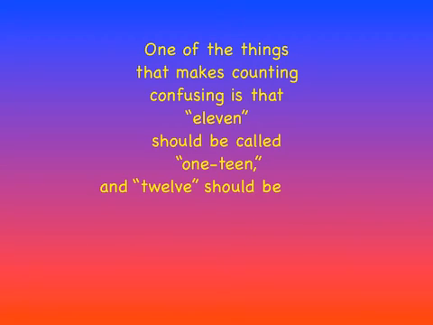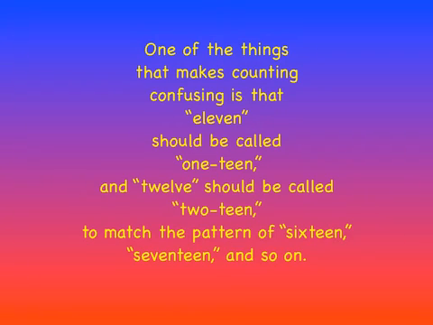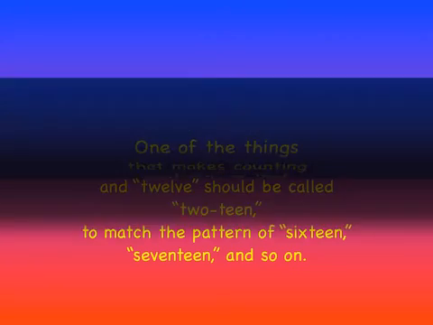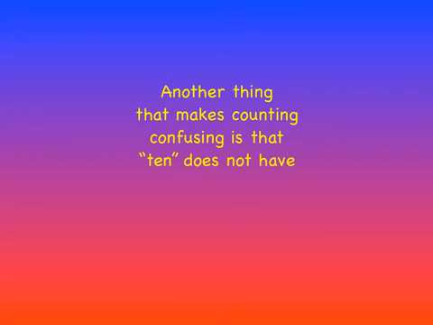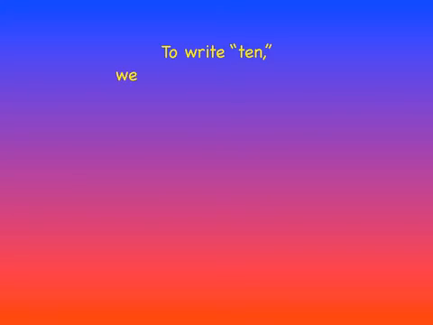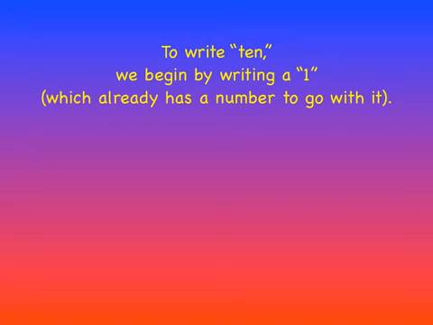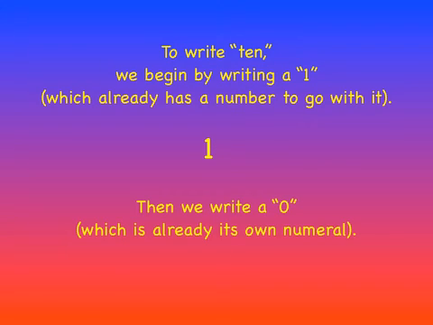One of the things that makes counting confusing is that 11 should be called 1-teen, and 12 should be called 2-teen to match the pattern of 16, 17, and so on. Another thing that makes counting confusing is that 10 does not actually have its own numeral. To write 10, we begin by writing a 1, which already has a numeral to go with it. Then we write a 0, which already has its own numeral.